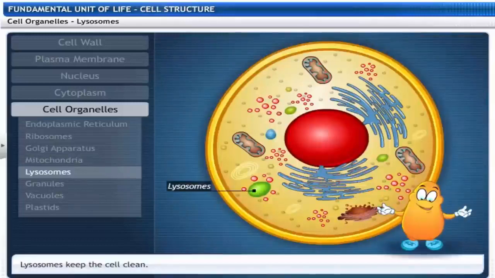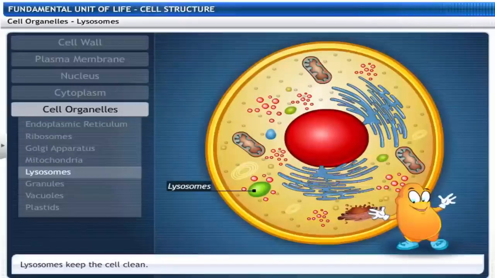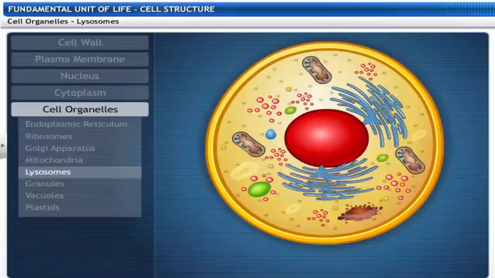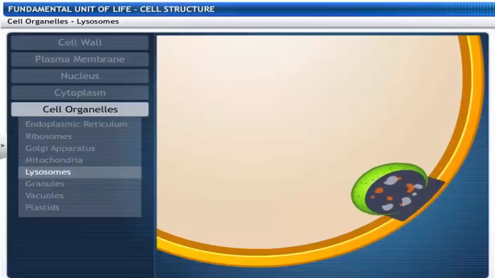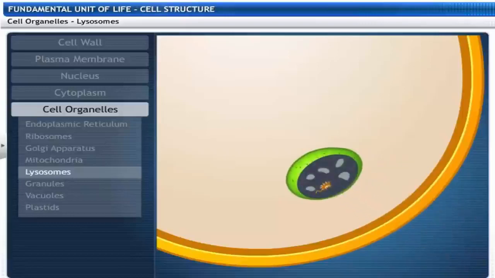These are lysosomes that keep the life factory clean. Usually absent in plants but present in animals, they contain 40 different types of digestive enzymes. These enzymes destroy injured or old organelles and foreign substances like bacteria and leave the destroyed contents outside the cell.